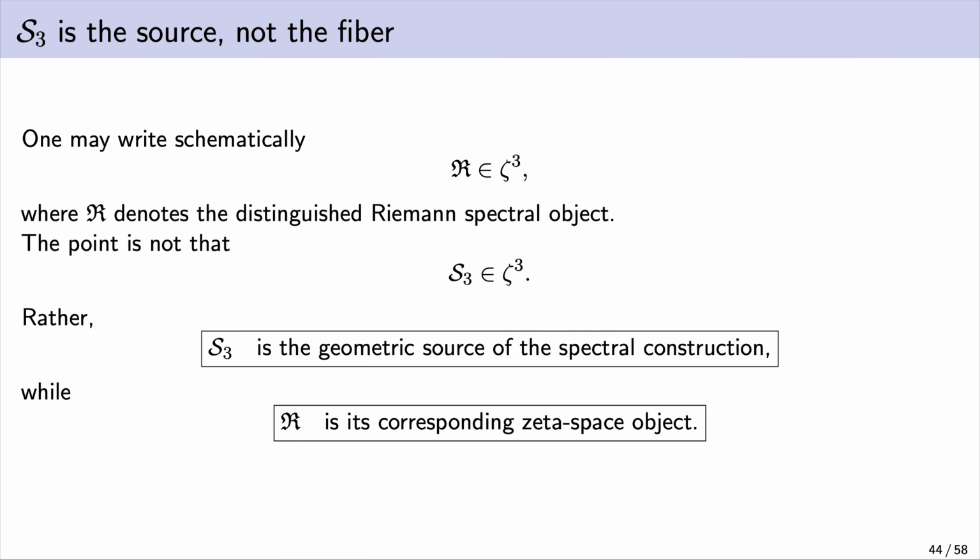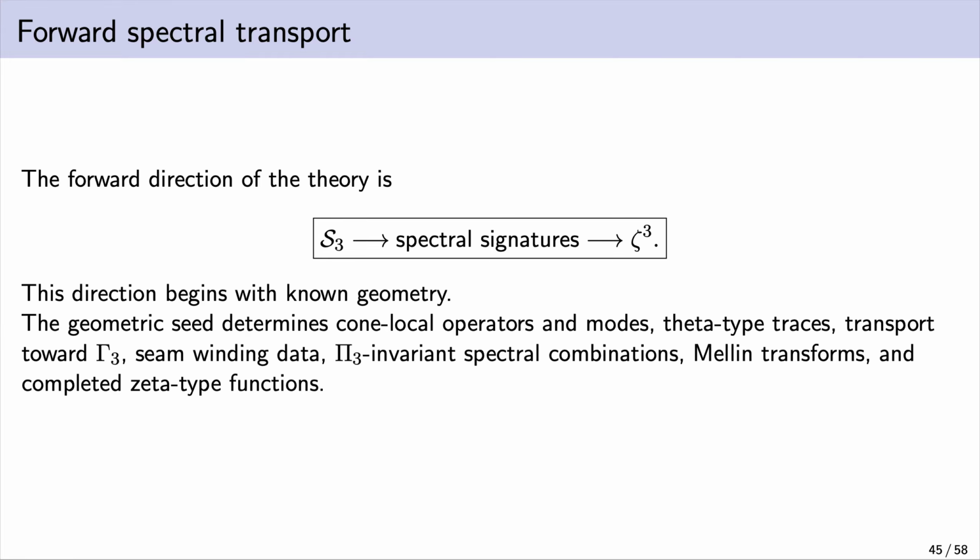The 3 seed is not an element in zeta 3, but rather, the 3 seed is the geometric source of the spectral construction. On the other hand, R is its corresponding zeta space object. So the forward direction of the theory is that we move from the 3 seed to spectral signatures to zeta 3.